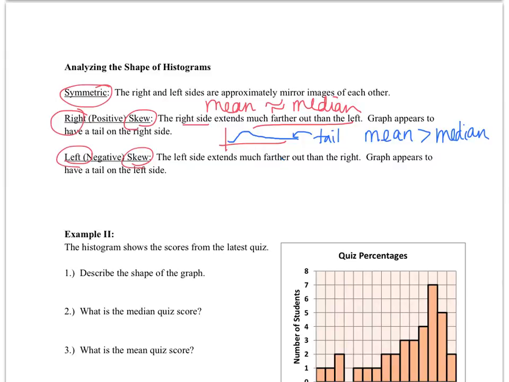Next, we have what is called a left skew. And in a left skew graph, we see that we have a tail on the left-hand side of our graph. So that might be when you're typically scoring grades in the 80s and 90s, and then you get this random 50% on a quiz or a test. And that would pull down your average. So in this case, we say that our mean is less than our median.